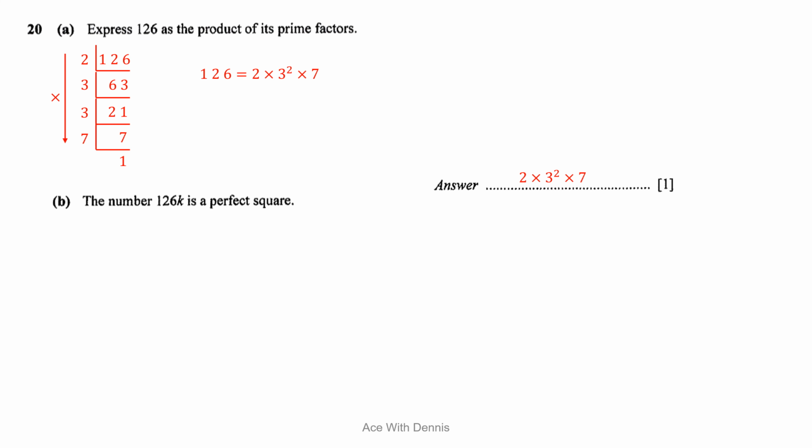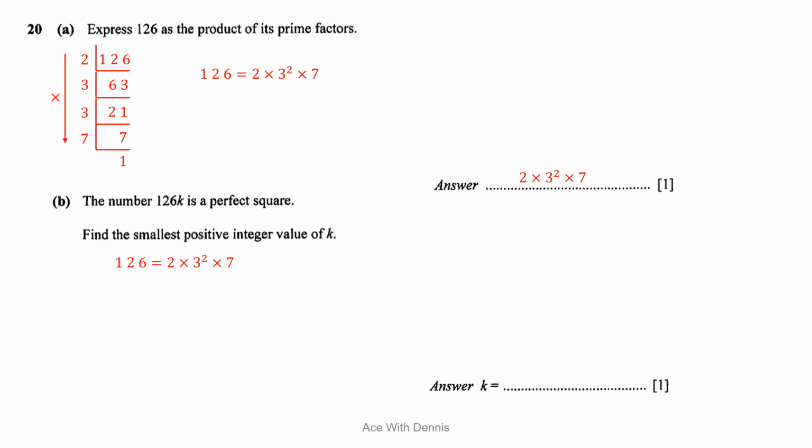B. The number 126k is a perfect square. Find the smallest positive integer value of k. 1 mark. So we know that 126 equals 2 times 3 squared times 7 multiplied with k, which is the number that we need to find, and 126k will be a perfect square, which means that all the prime factors here, the power must be divisible by 2. So it should be 2 squared times 3 squared times 7 squared.